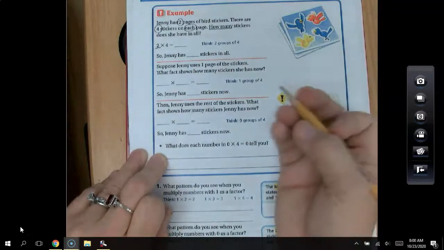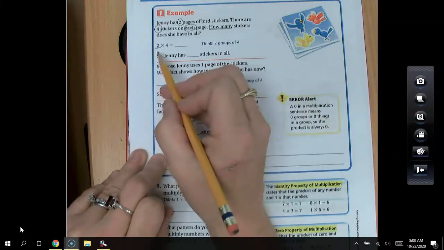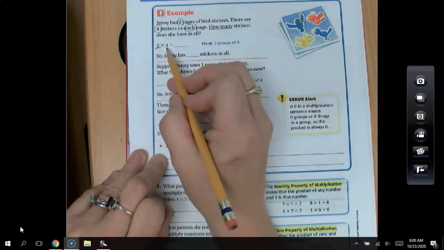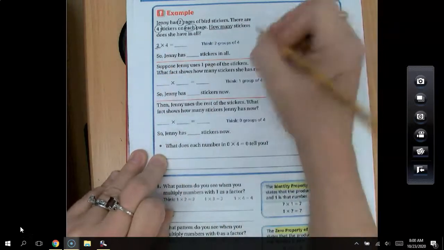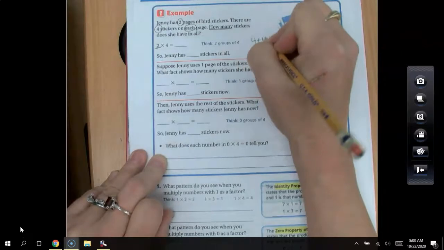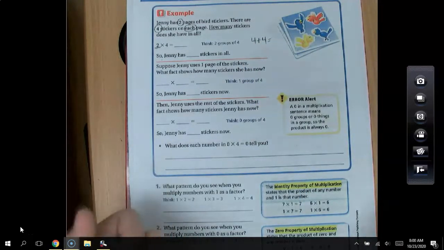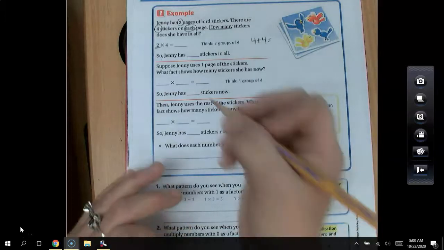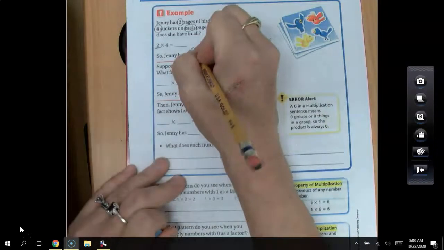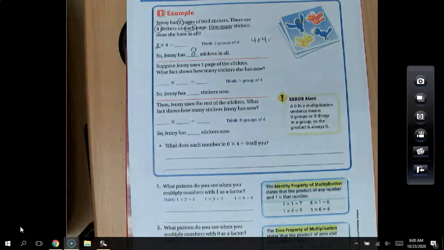Well, you could do it 2 ways. You could count by 2s 4 times. You could add 4 plus 4. What do we get? How many stickers does she have in all? 8. Good job.